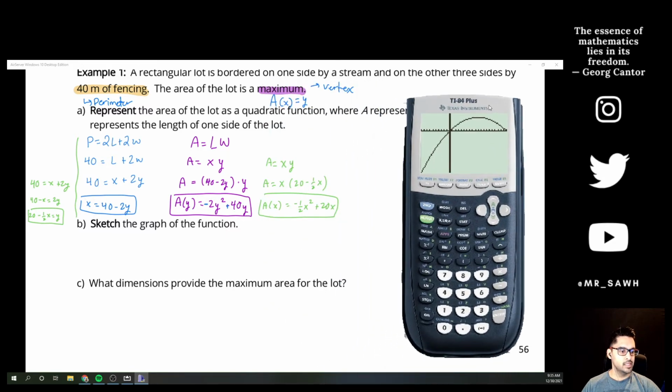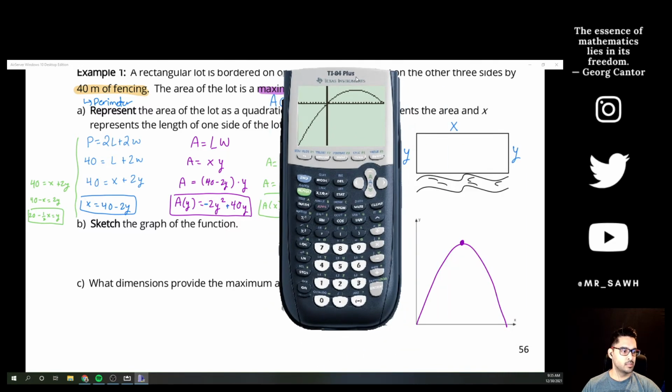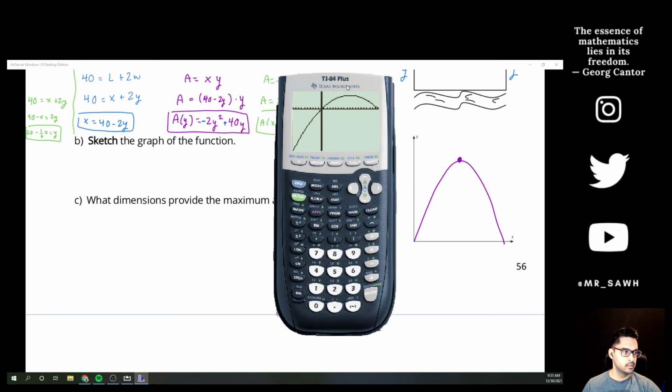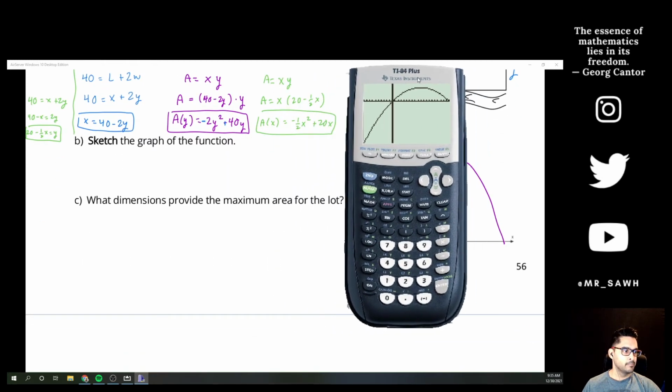Now for part C, what dimensions provide the maximum area for this lot? Now here's where I can actually use my calculator to help. So we're going to go find the vertex. So we'll hit second trace maximum. Something that we've done before. So second trace maximum. And then we'll do the left boundary, the right boundary, and then we'll hit enter again.